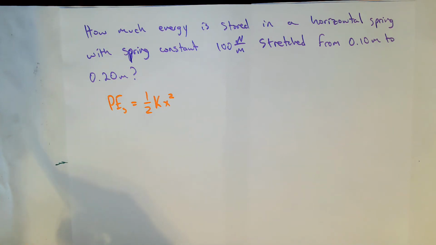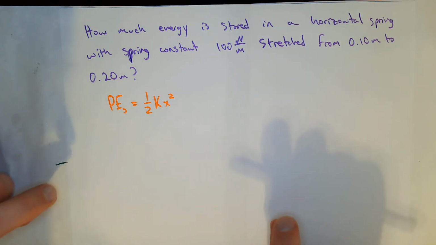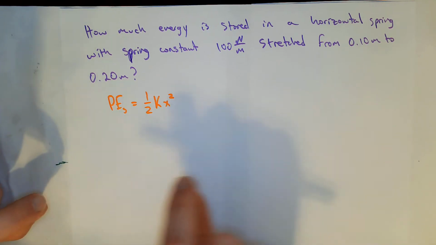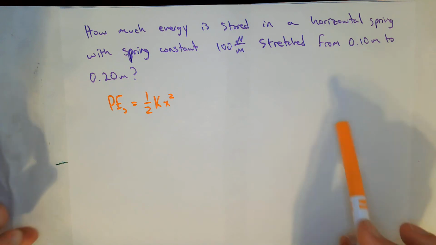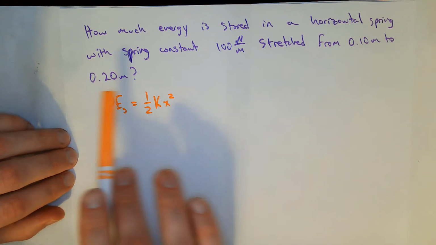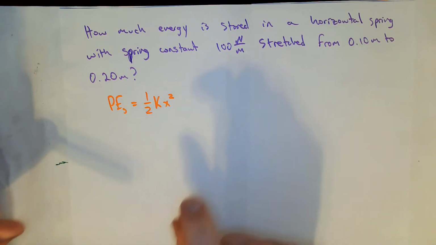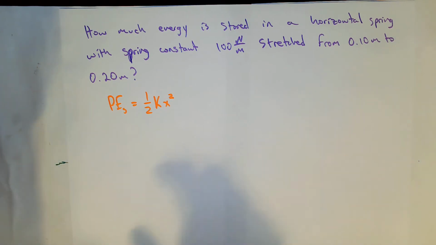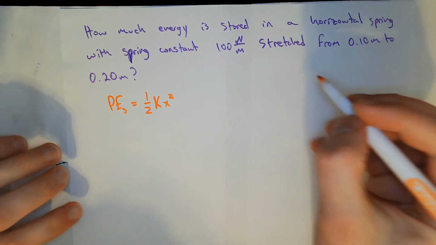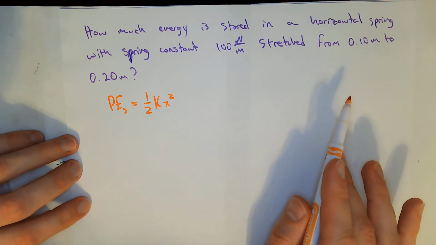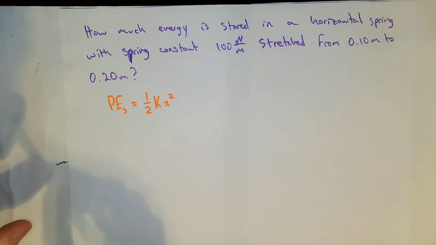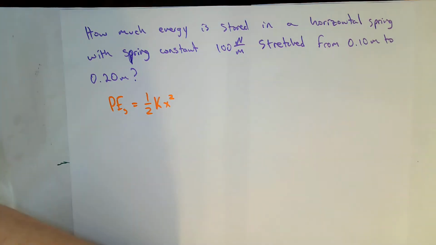Potential energy is stored from holding something still out, like stretching this thing held at a certain point. So when it says from 0.10 to 0.20, that makes it sound like we're moving it, which is okay, but it kind of makes it sound like we're doing a different kind of problem. But really, all we need to note here is that the x that we're going to want to plug in is going to be, well, what is it going to be?